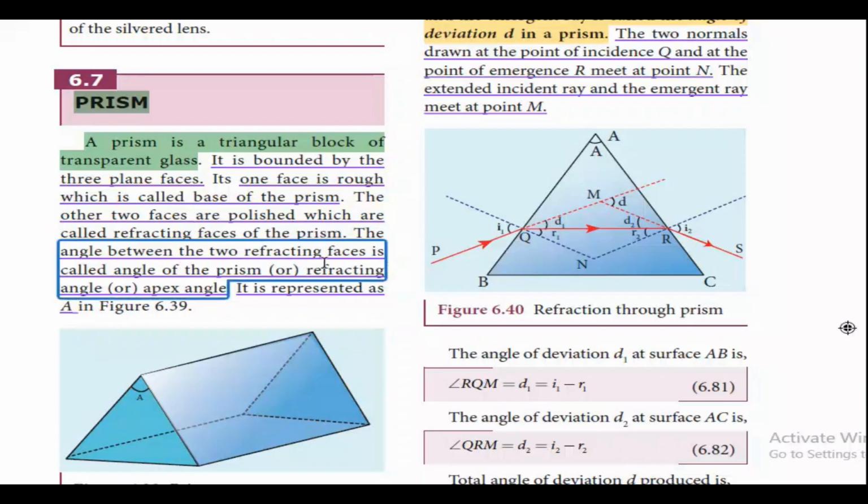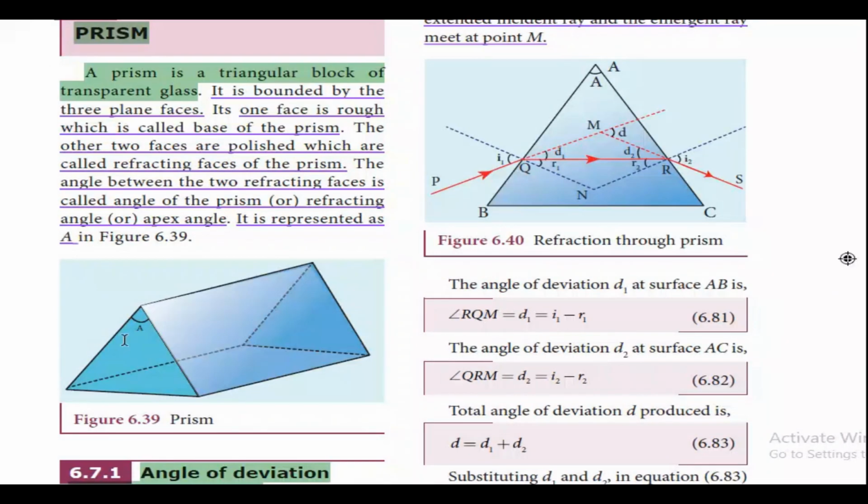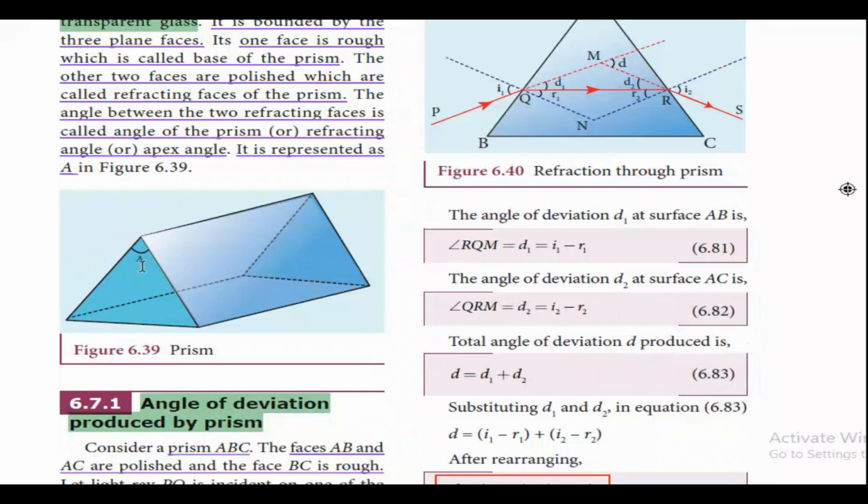The angle between the two refracting faces is called the angle of the prism, or refracting angle, or apex angle, and that is represented as A. So here in this diagram, A represents the angle of the prism. For equilateral triangles, this angle will be about 60 degrees.